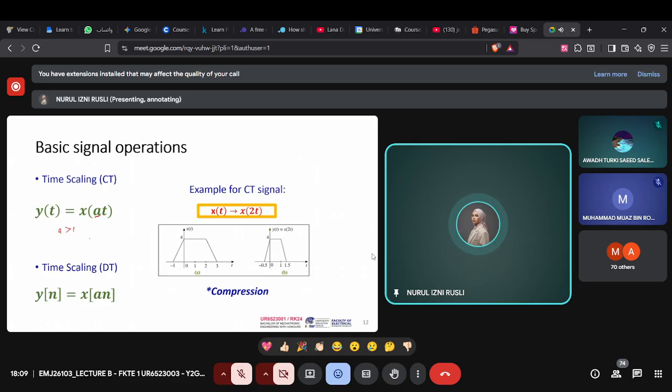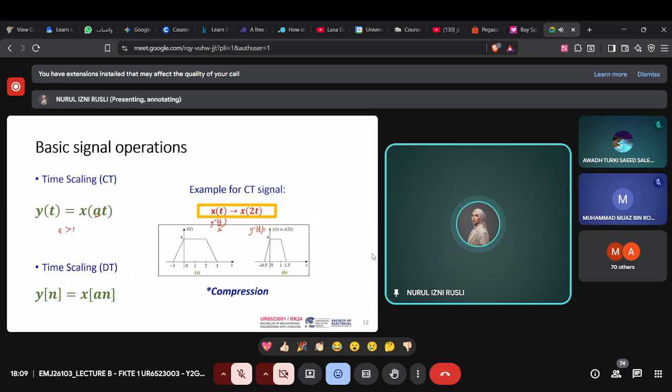So that's why whenever you have a value greater than 1, it is compression. The same goes here. Whenever you have a new signal y prime of t, for example, which is equal to y of t equal to x of 2t, you could think that your new signal y prime is basically equal to t, and the 2 you have to bring over here is going to be a divide. So that's why you have to divide your t by 2.